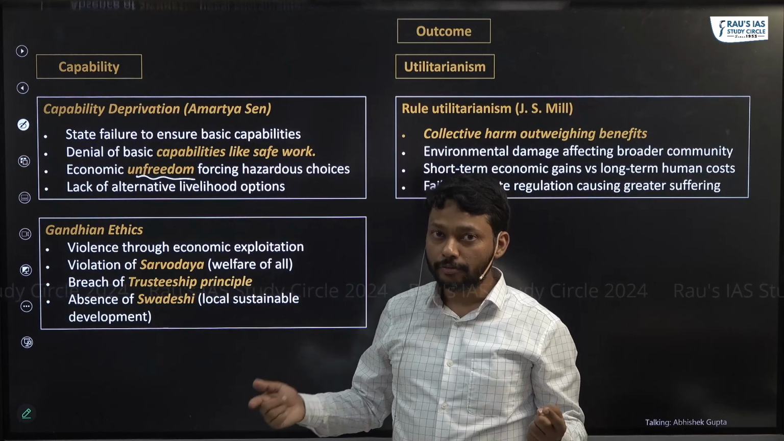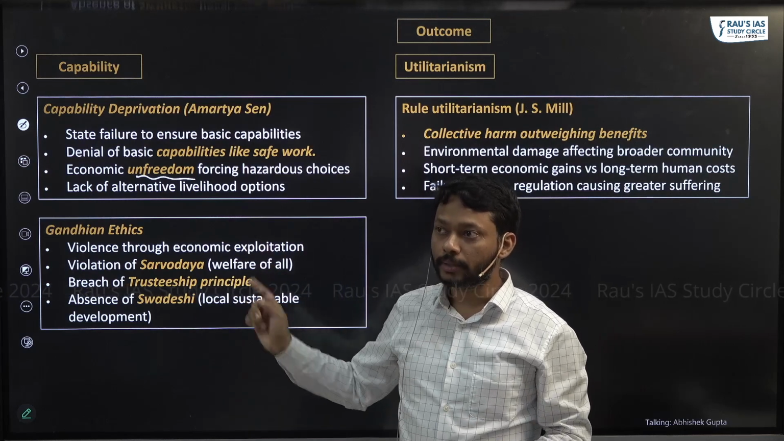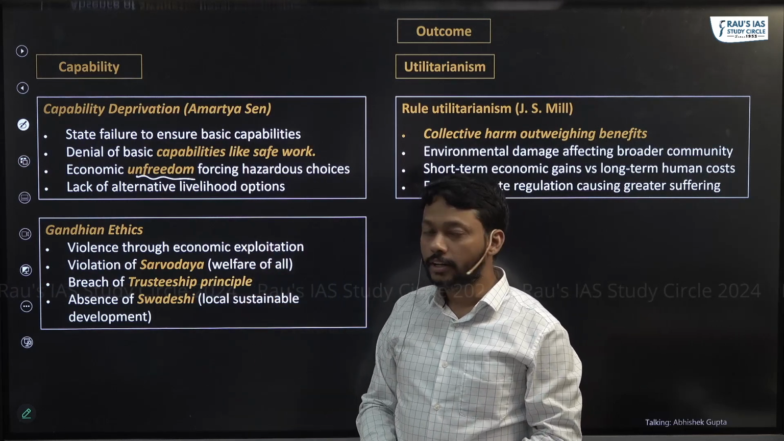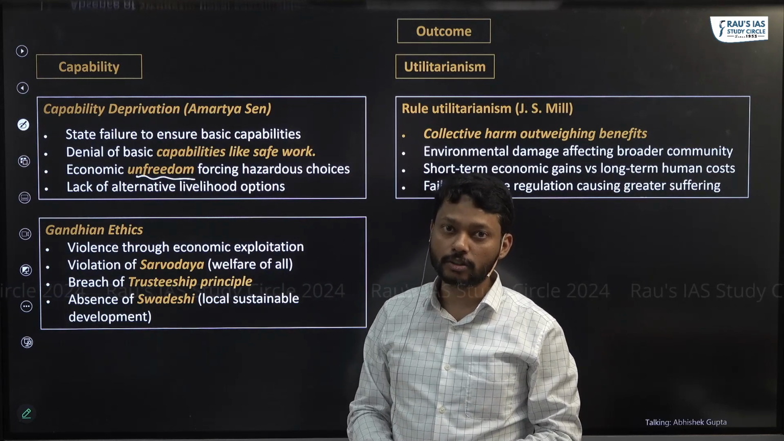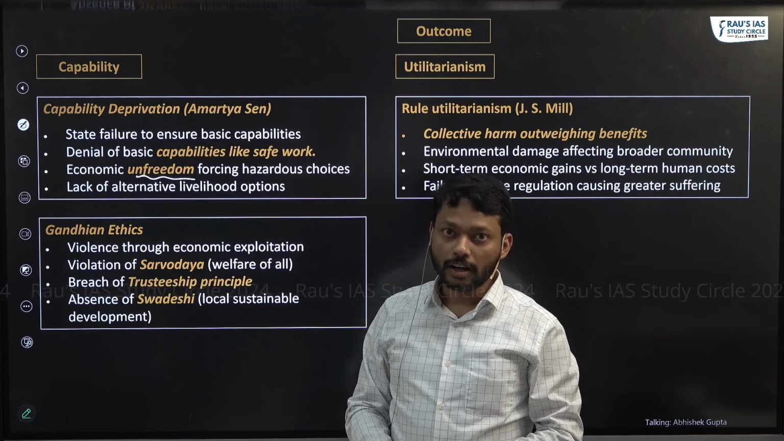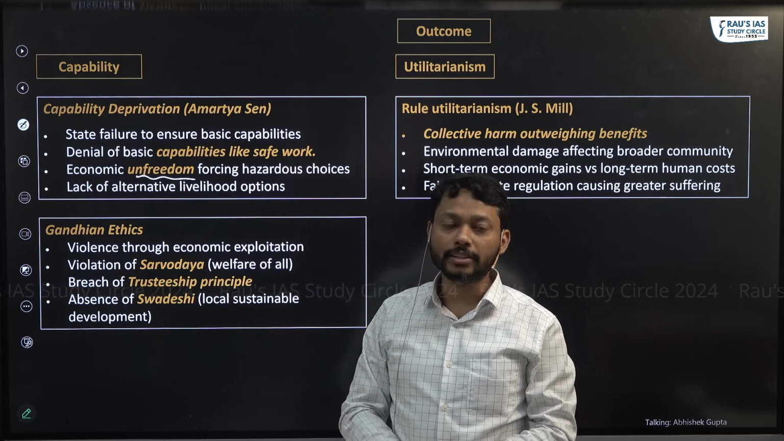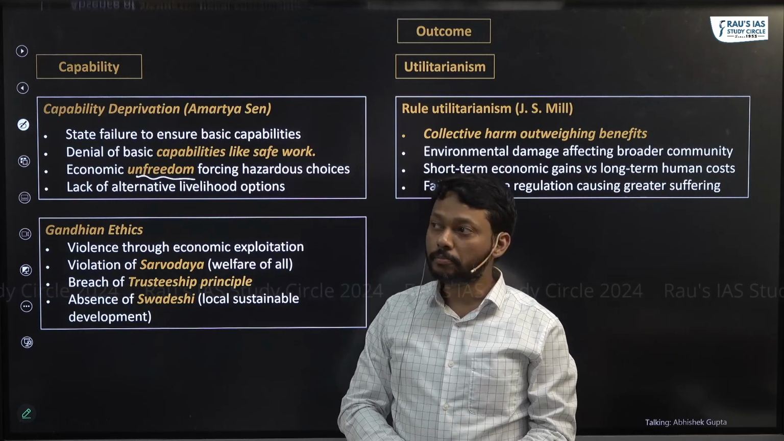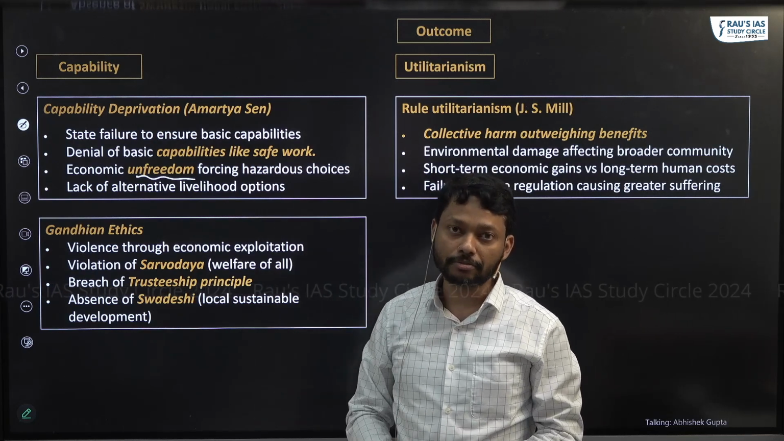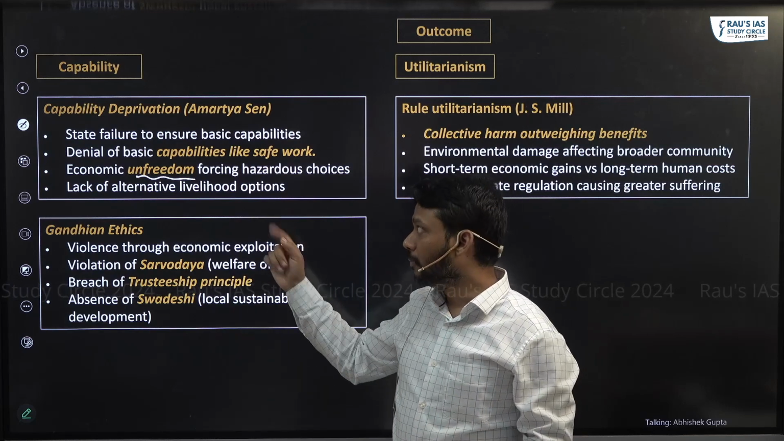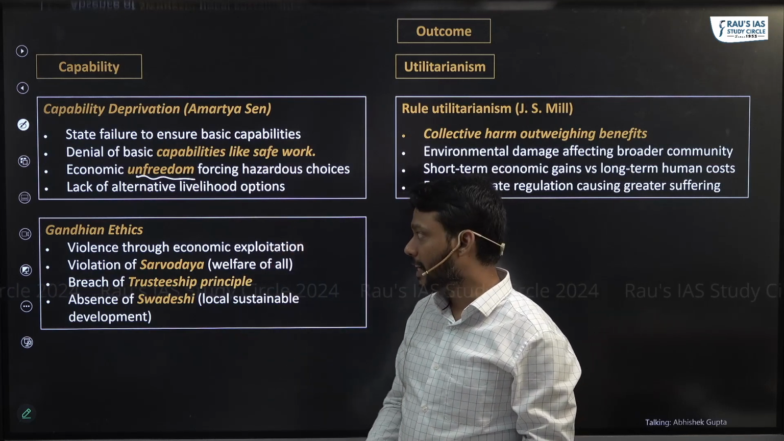They can't choose a way of life. They are forced to adopt this hazardous way of life. So individual capability must be enhanced by the state so that workers have choices. And so that the mining operators have to improve the working conditions for others to choose this way of life. So the problem is at the level of capability as well.